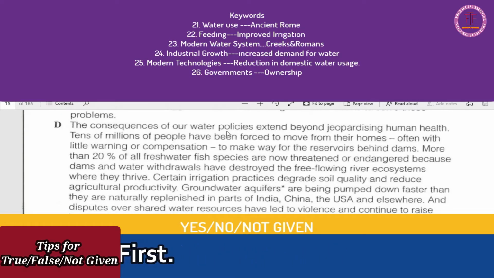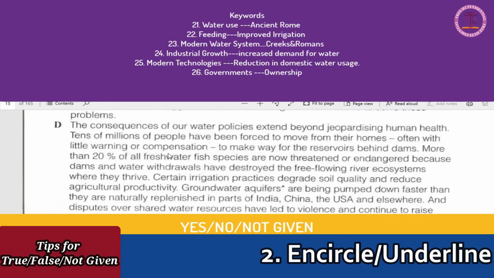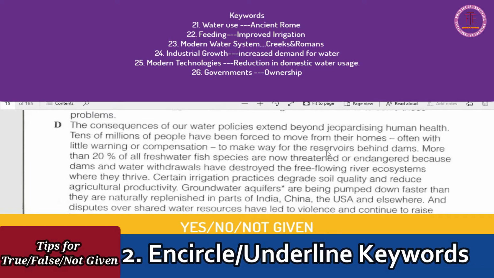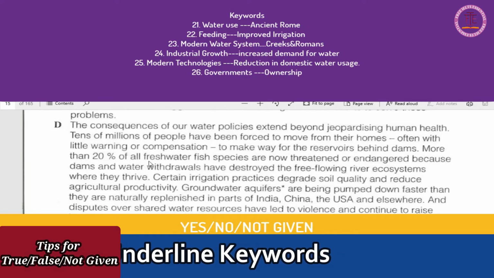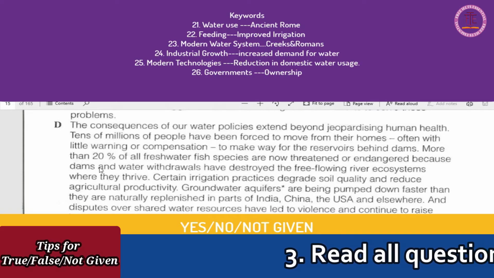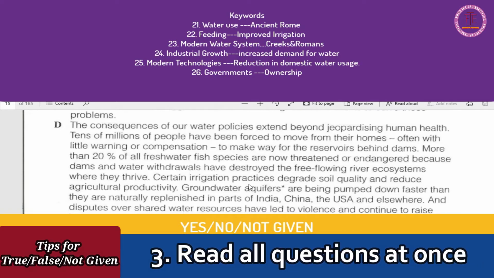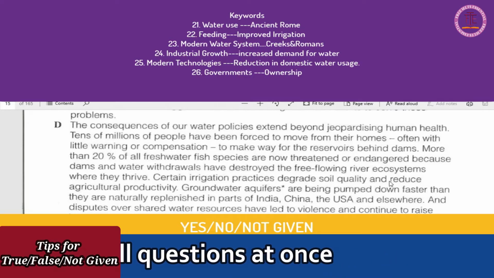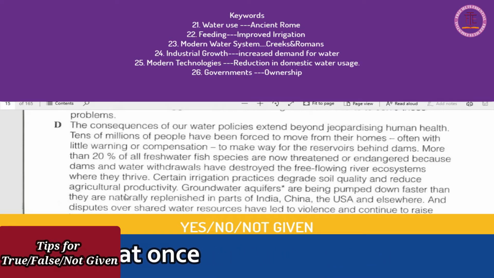The consequences of our water policies extend beyond jeopardizing human health. Tens of millions of people have been forced to move from their homes, often with little warning or compensation, to make way for the reservoirs behind dams. More than 20% of all freshwater fish species are now threatened or endangered because dams and water withdrawal have destroyed the free-flowing river ecosystem where they live. Certain irrigation practices degrade soil quality and reduce agricultural productivity. Okay, can we find any word related to this over here or not?